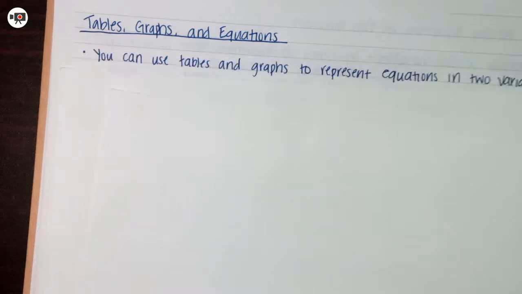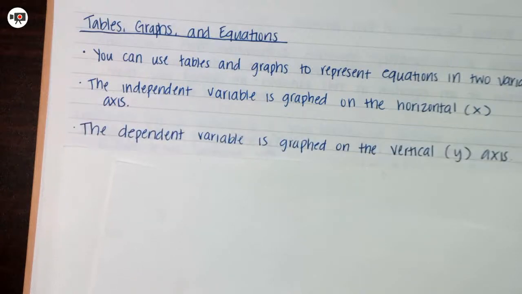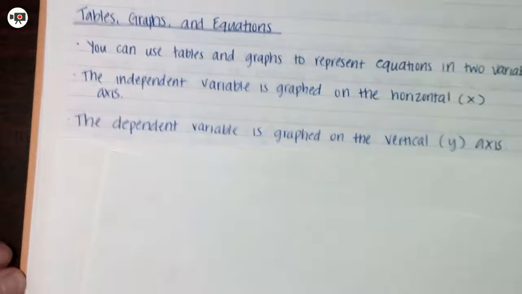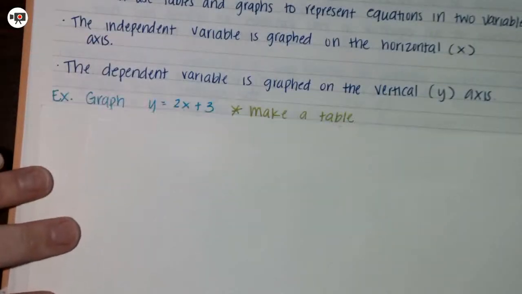With my equations, I can use tables, graphs, and equations to help. I can use tables and graphs to represent equations in two variables. My independent variable will be graphed on the horizontal or x-axis, and the dependent variable is going to be graphed on the y-axis. So x's are independent, y's are dependent.